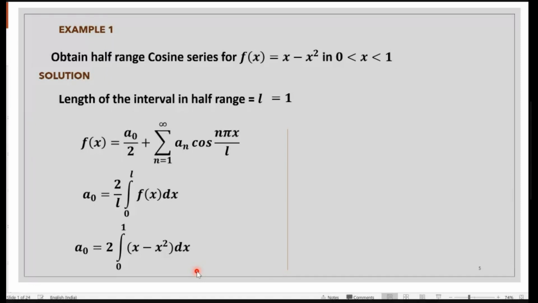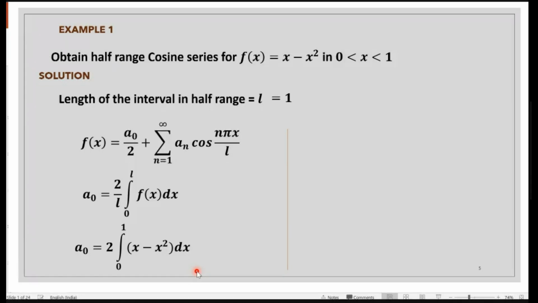Integrate and tell me the value of a0. x minus x square, two separate functions are given. So integrate and calculate the value of a0. What is a0? One by three. Okay, 1/3.